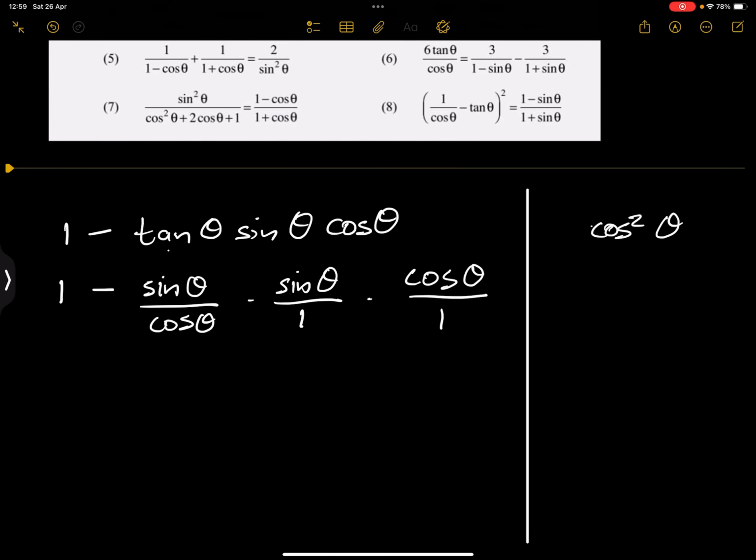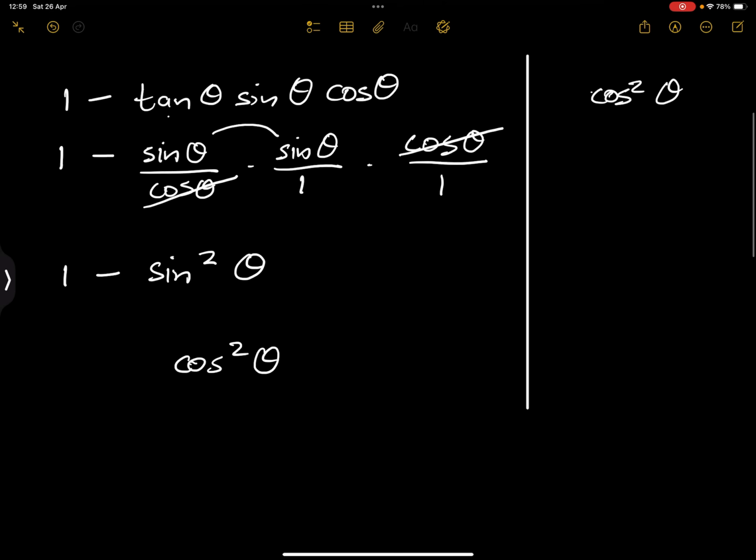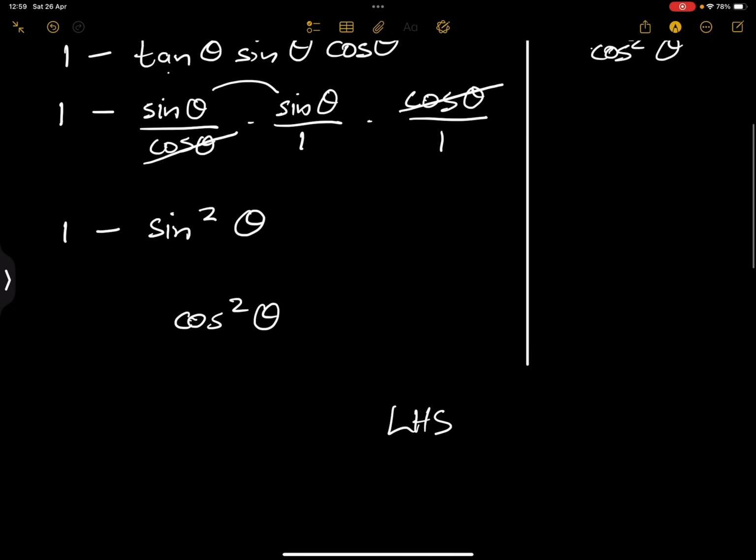Now, I want you to look at this, ladies and gents. The cos theta and the cos theta cancel out, and what do I have? I've got sine multiplied by sine, so I've got 1 minus the sine squared of theta. Guess what? This is one of our square identities. We know that 1 minus sine squared of theta is equal to the cos squared of theta. And what do you notice? Left hand side is equal to right hand side.